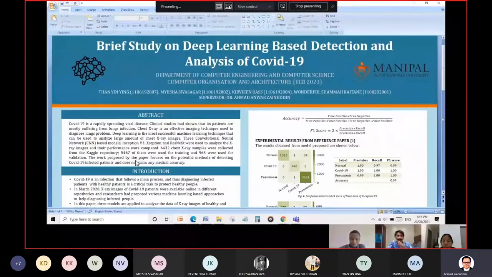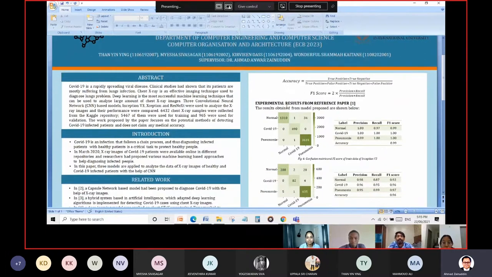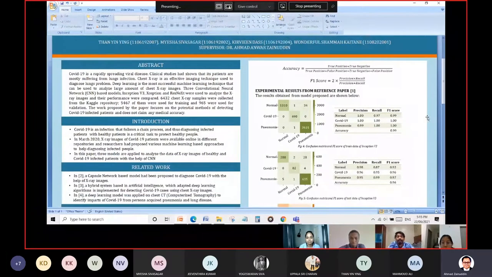A very good day to everyone. Today, our group is going to present a brief study on deep learning-based detection and analysis of COVID-19. My name is Tan Ying, and these are my group members, Myesha, Kirvieen, and Wonderful. Now I pass to Wonderful to start the abstract.